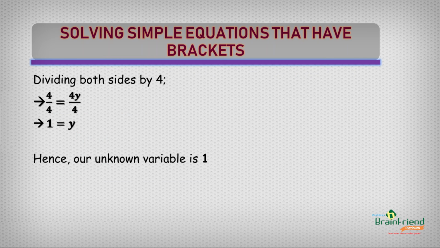To isolate our variable completely, we will divide both sides by 4. This will give us 4 divided by 4 is equal to 4y divided by 4. 4 will go into 4 to give us 1, and 4 will go into 4y to give us y. Hence, 1 is equal to y. Therefore, our unknown variable is 1.